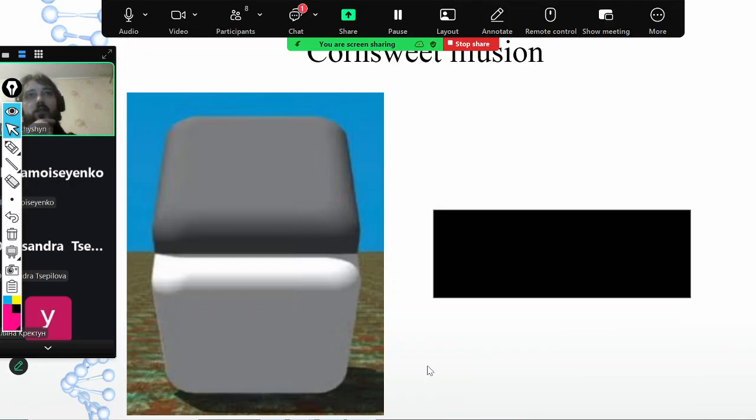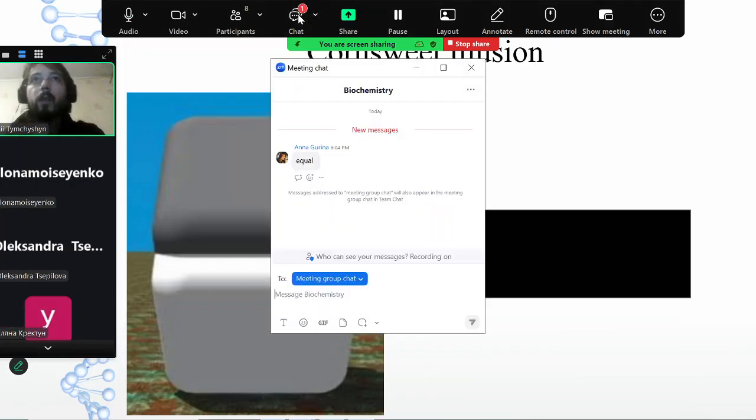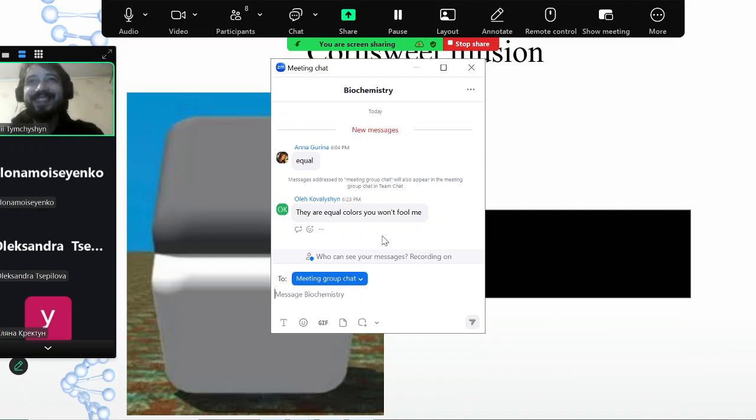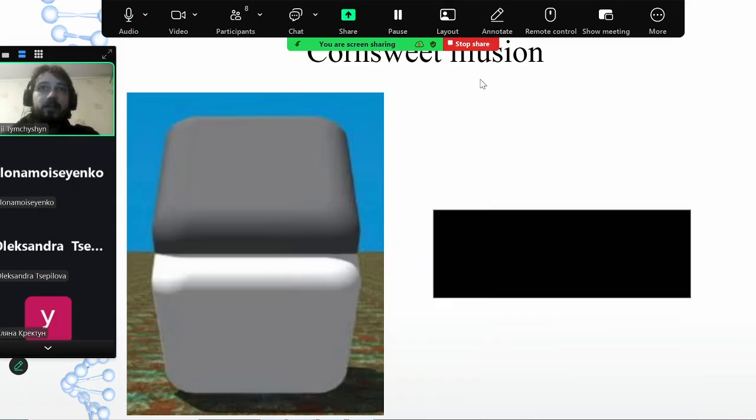Do you see that or not? Okay, yes, but anyway, I'm not sure about you, but I clearly see some difference in these colors.